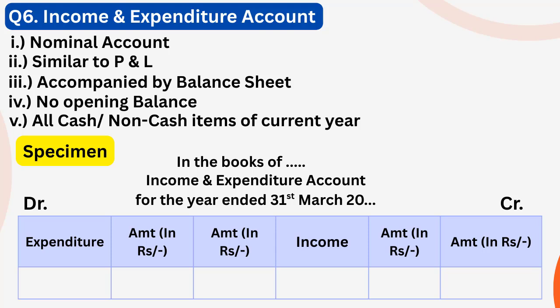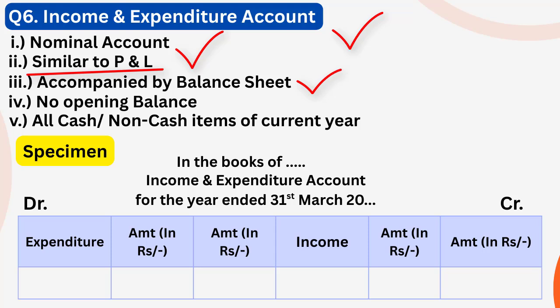Okay, now the next important account that we talked about in the case of not-for-profit concerns was income and expenditure account. Be prepared to discuss this also during the interview. And the question based on this could be, tell us a bit about income and expenditure account. So see, income and expenditure account is a nominal account. It records only revenue receipts and expenses of current year. This account is similar to profit and loss account and it is prepared to find out the surplus or deficit which is accompanied by a balance sheet.